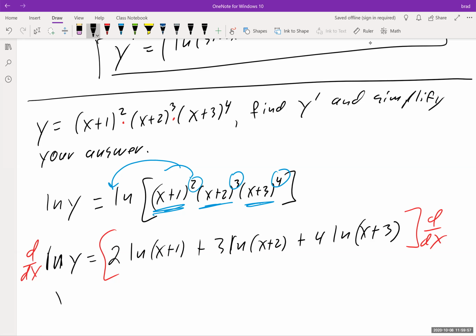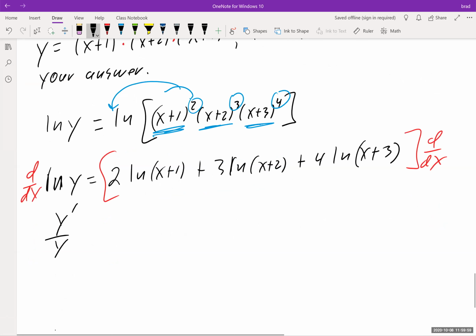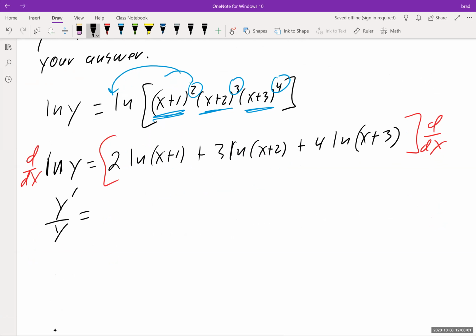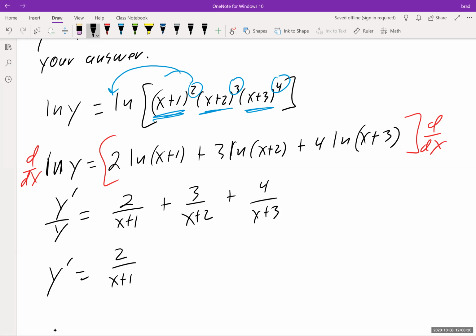Okay, so now I end up with y prime over y. We're getting kind of comfortable doing that. That's going to happen all the time with this natural log of y when you take the derivative with respect to x. Now this just becomes 2 over x plus 1 plus 3 over x plus 2 plus 4 over x plus 3. And then I multiply the y over. So this will become 2 over x plus 1 plus 3 over x plus 2 plus 4 over x plus 3.